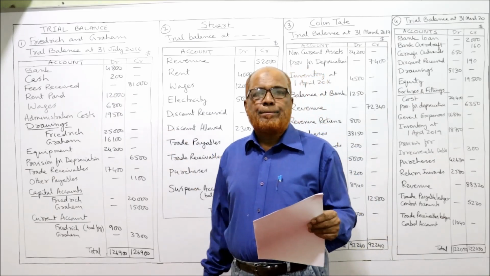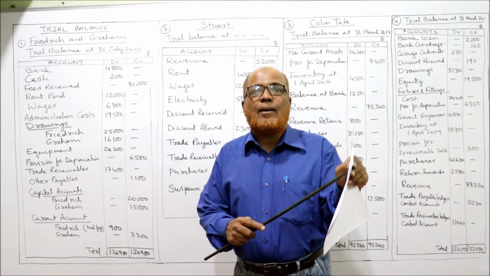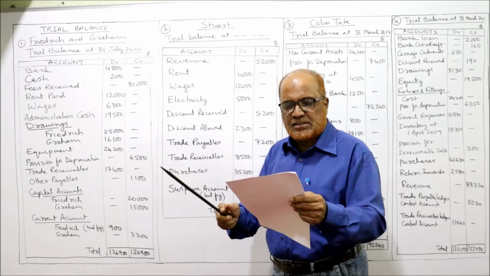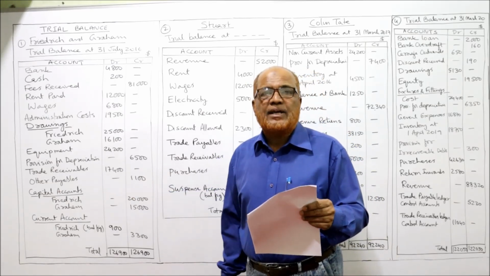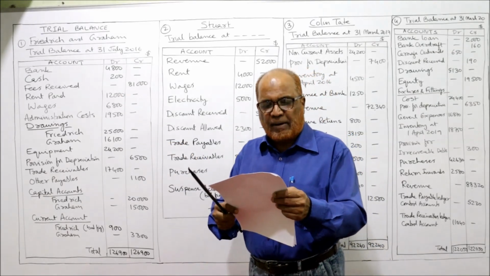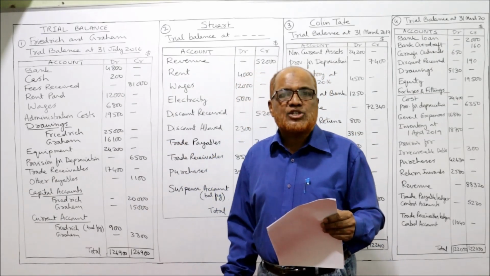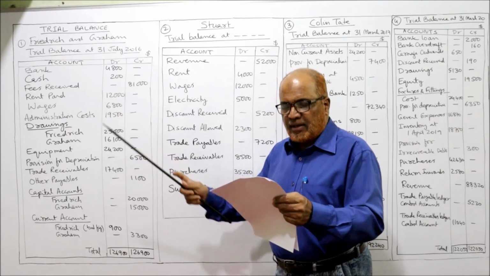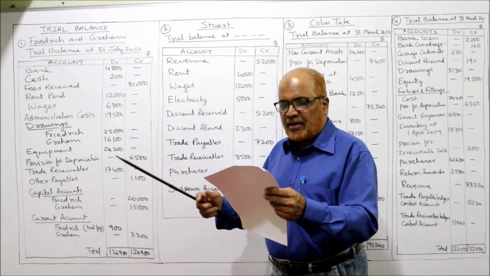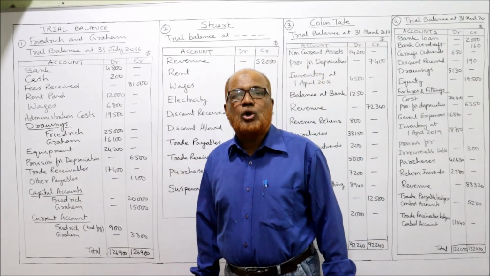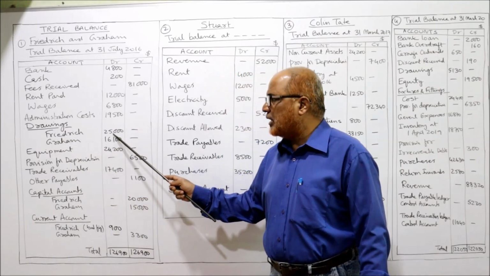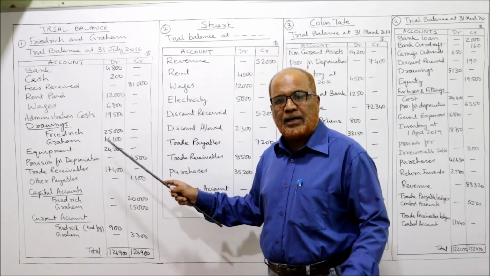Fees received. Fees received is an income, so it will show a credit balance. Then rent paid is an expense, so debit balance. Wages, that is an expense, debit balance. Then administration costs, it's an expense, debit balance. Then drawings, I told you drawings always show a debit balance. So here drawings, Friedrich 25,000, Graham 16,100, debit balance.